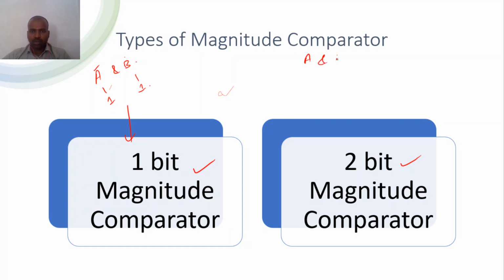Suppose in A and B I use A1 A0 and B1 B0. Here A is 2-bit and B is 2-bit, so this is called a 2-bit magnitude comparator. Next we are going to design the 1-bit magnitude comparator as well as the 2-bit magnitude comparator. Let's see them one by one.